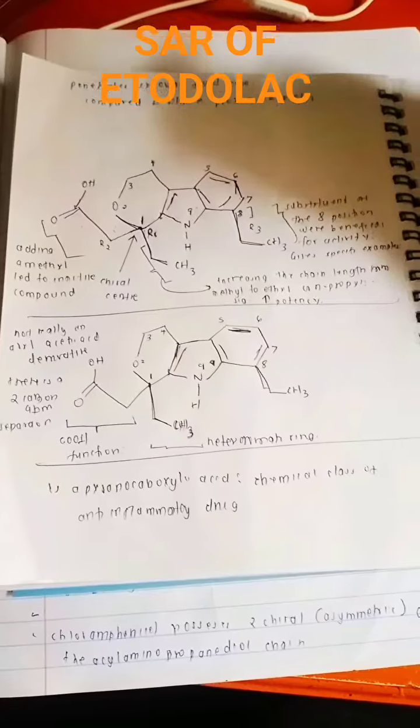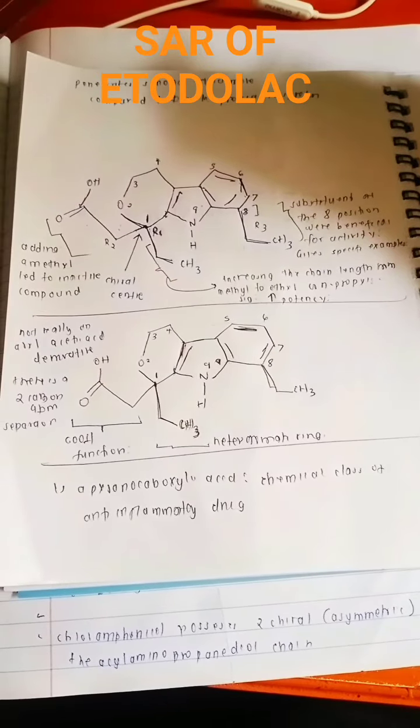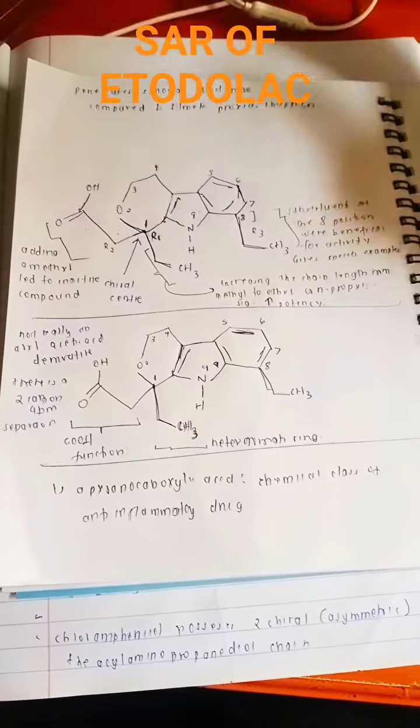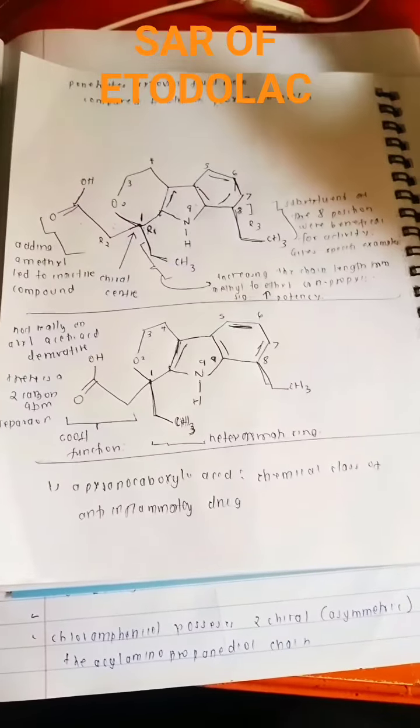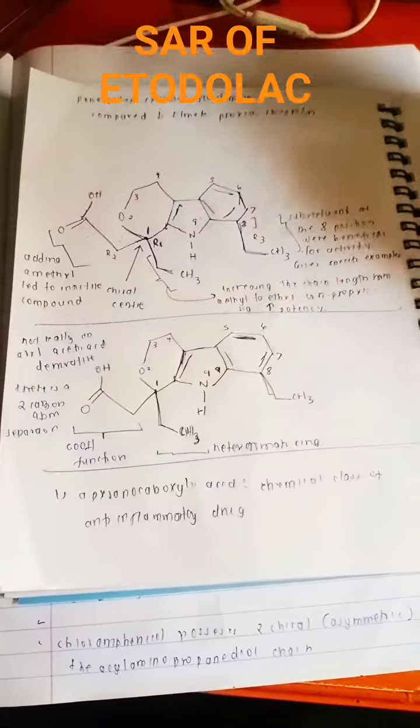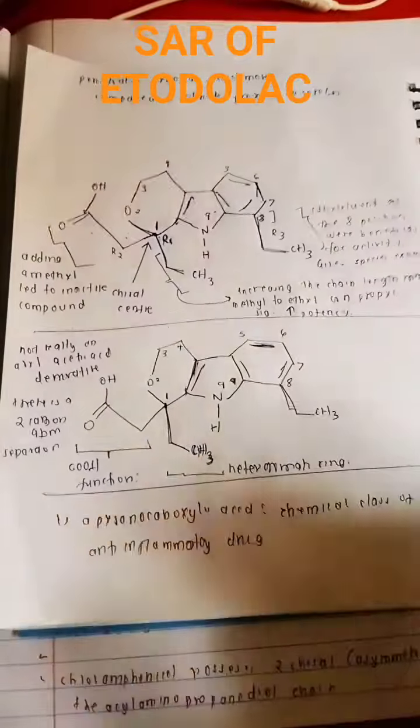So Etodolac is an NSAID. It's a preferential COX-2 inhibitor. Preferential means that it prefers to inhibit COX-2, but it can also inhibit COX-1. So the COX-1 activity is less compared to COX-2 activity. Now let's look at the SAR.